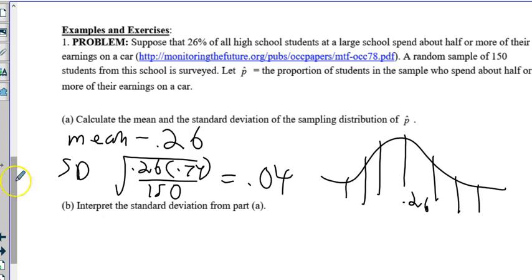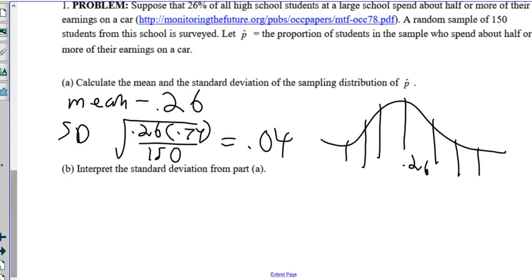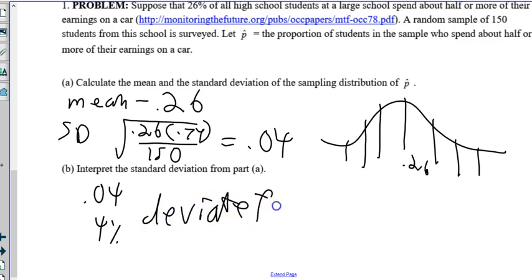Now, what does that standard deviation mean? It means that 0.04, also known as 4%, deviates from the mean. So that's each little width of standard deviation is going to be 0.04. That's the amount it deviates from the mean.